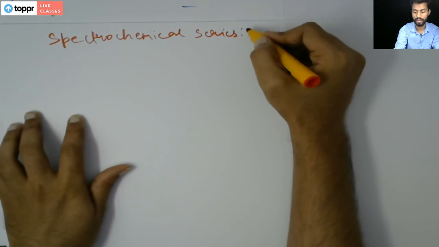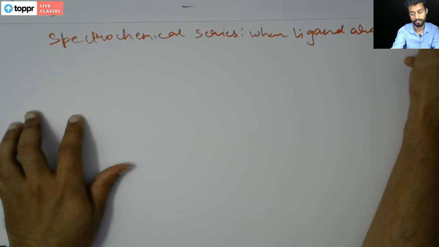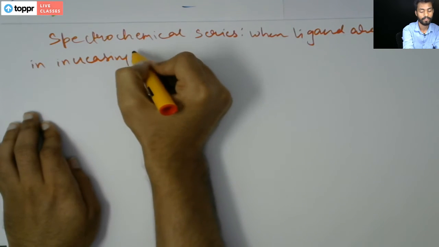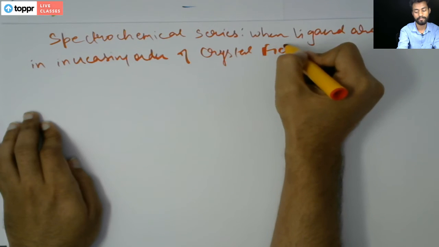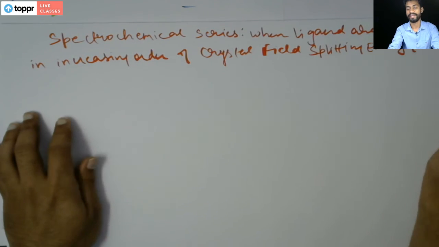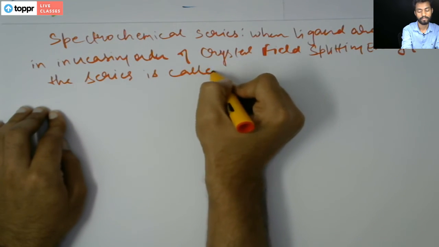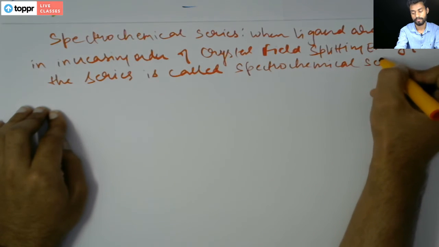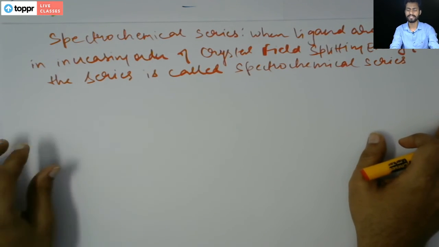Remember this term. When ligands are arranged in increasing order of crystal field splitting energy, the series is called spectrochemical series. Clear till now? Okay.